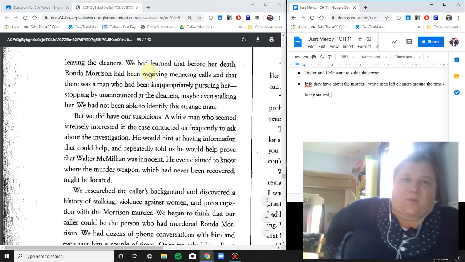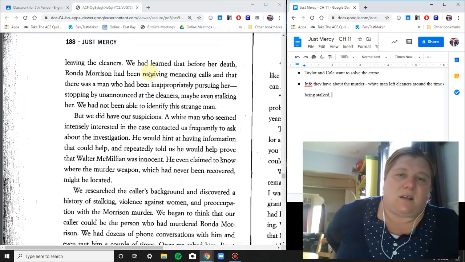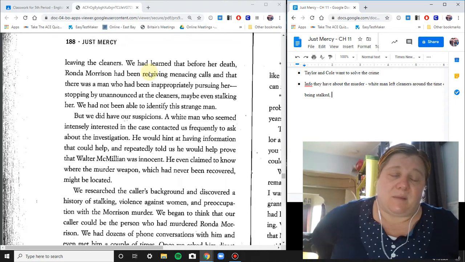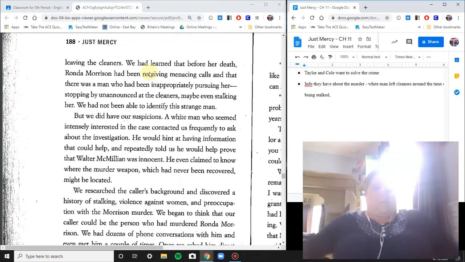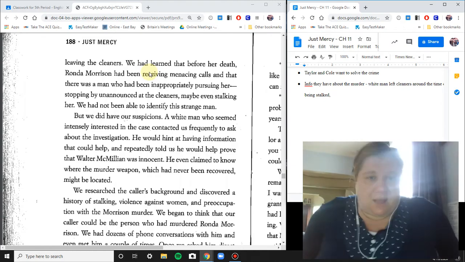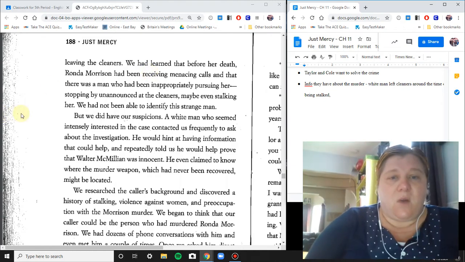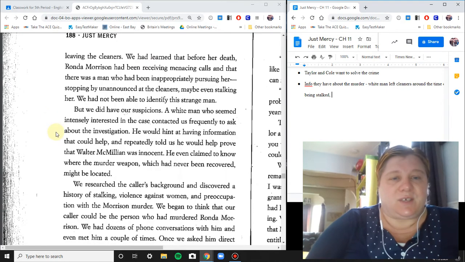We had not been able to identify this. Oh, I didn't read that out loud. We had learned that before her death, Rhonda Morrison had been receiving menacing calls and that there was a man who had been inappropriately pursuing her, stopping by unannounced at the cleaners, maybe even stalking her. We had not been able to identify this strange man. But we did have our suspicions.